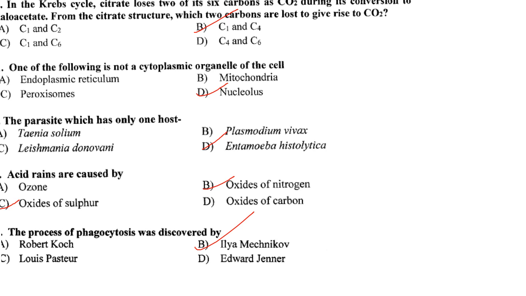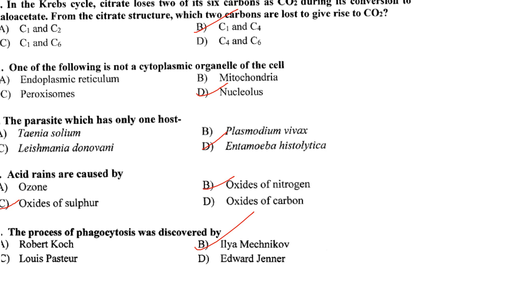The parasite which has only one host. Taenia solium has 2 obligate hosts. Plasmodium vivax has 2 hosts. Leishmania donovani also has 2 different hosts, but only Entamoeba histolytica has just one host.